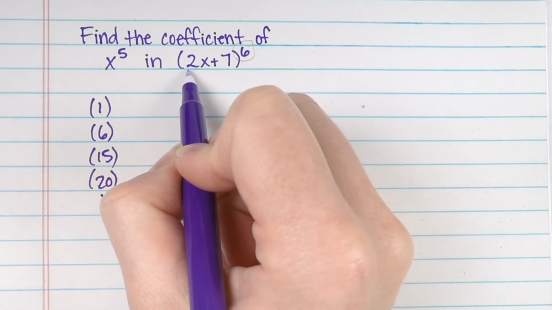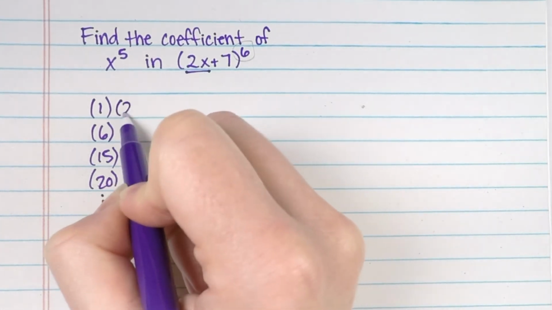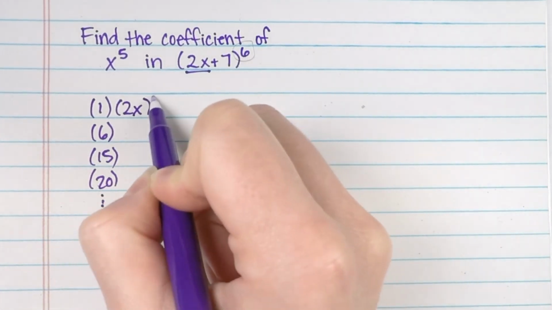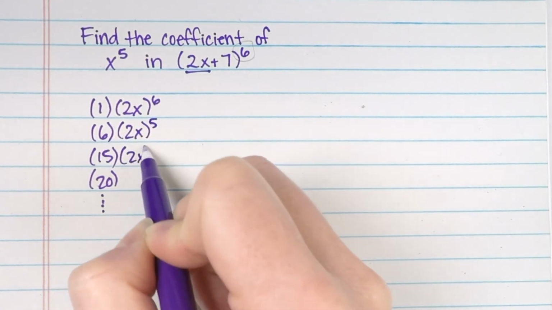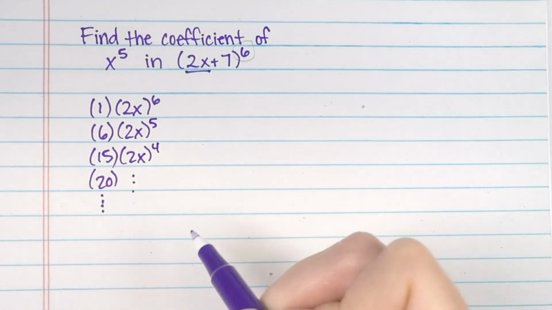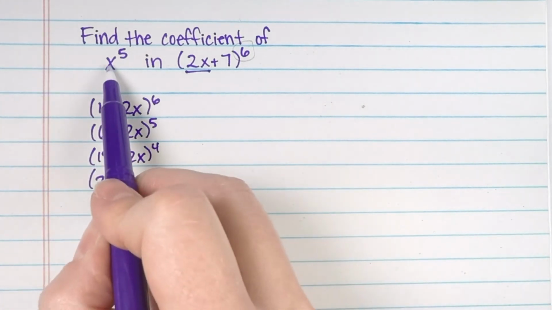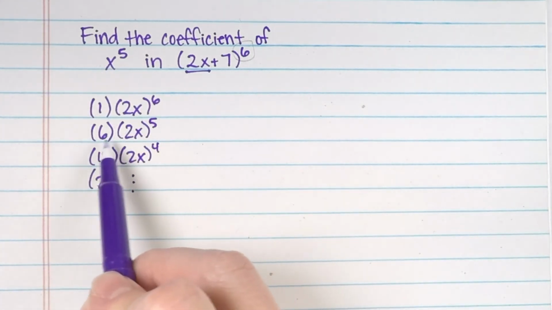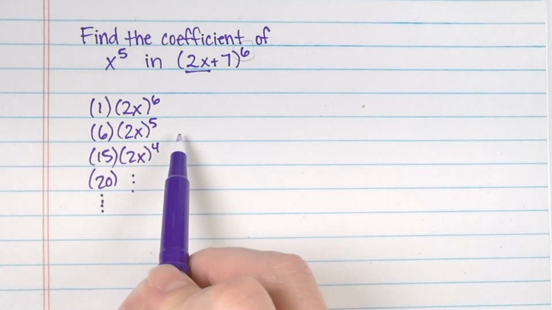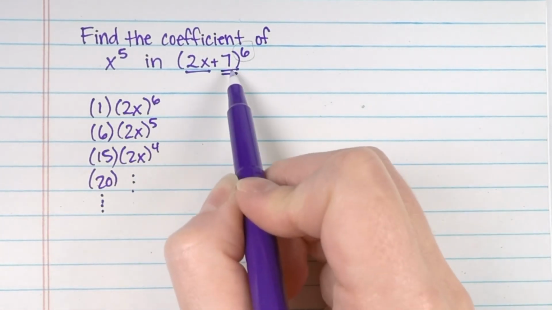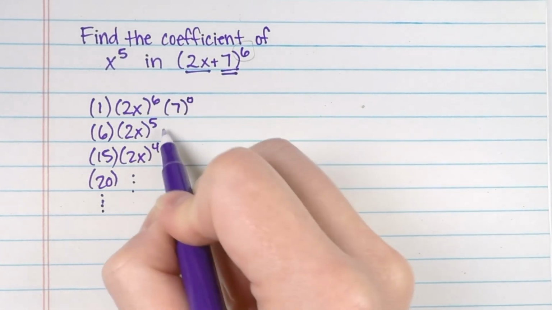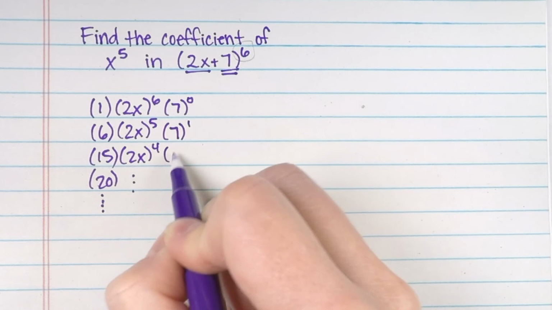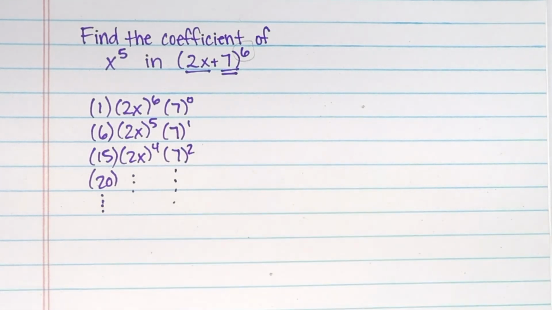And then if I start to set up the first term we have is 2x. So 2x starting off with the exponent to the 6th power, and then 2x to the 5th, and then 2x to the 4th, and I can keep going and going. But the term we're interested in is x to the 5th, so that shows up right here. So I don't need to keep going, I'm only going to be interested in this row. So now if I continue the setup, the second term of the binomial, 7, starting that with the 0 power, and then increasing the exponent to the first power, 7 squared, and so on and so forth.